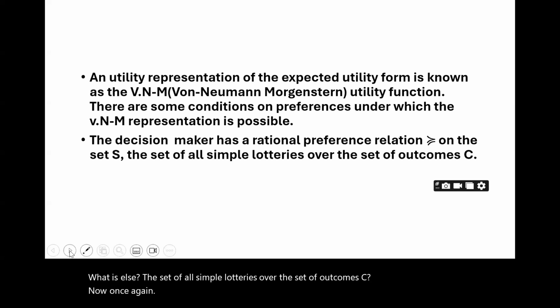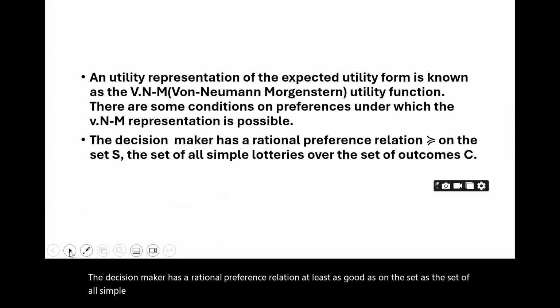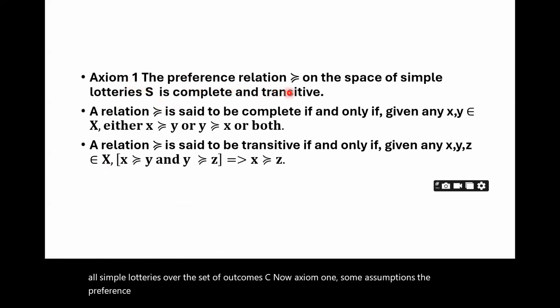Okay. The decision maker has a rational preference relation, at least as good as, on the set S, the set of all simple lotteries over the set of outcomes C. Now, axiom 1, some assumptions. The preference relation, at least as good as, on the space of simple lotteries S is complete and transitive.